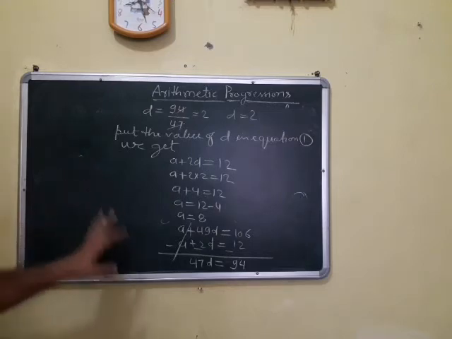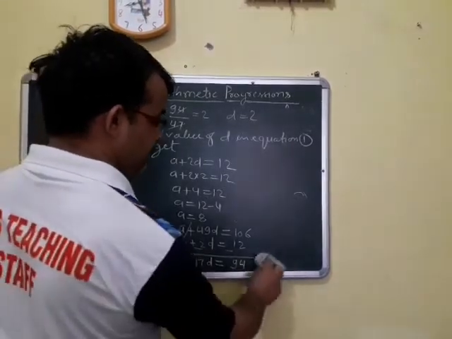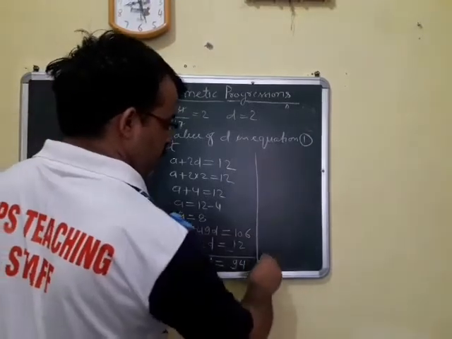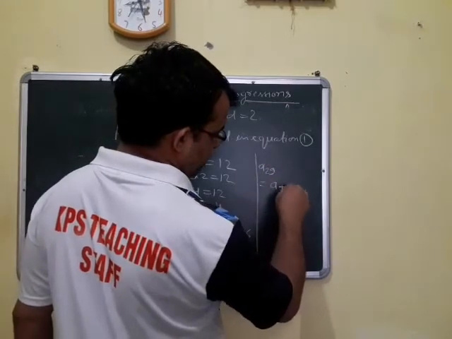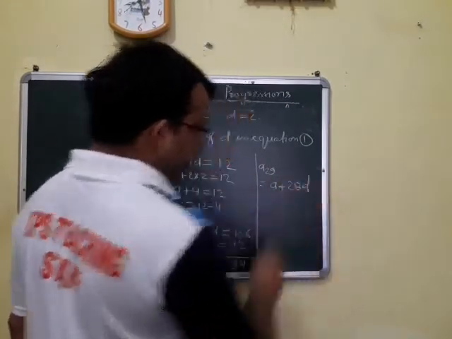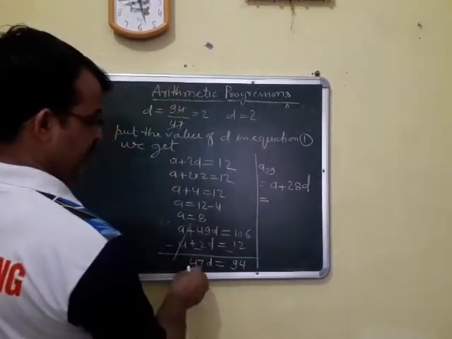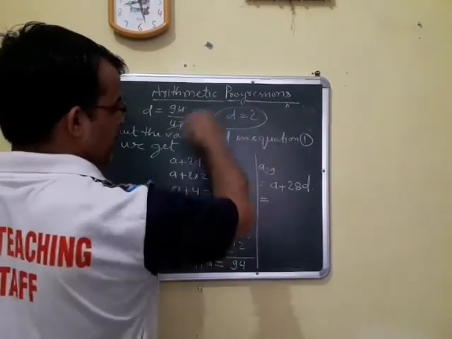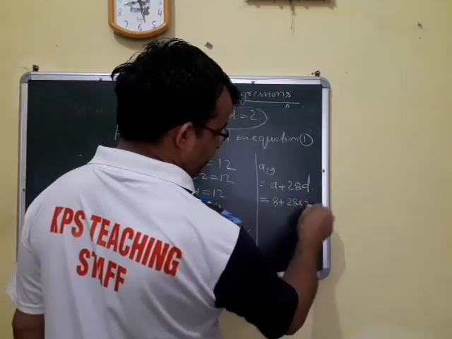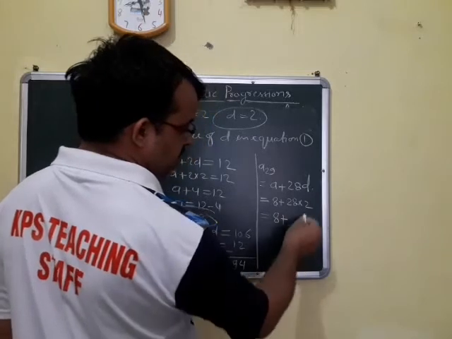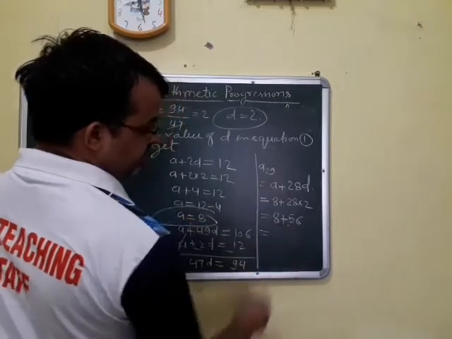We need the 29th term, A29. So this one is A plus 28D. Clear? All things are given here: A is equal to 8 and D is equal to 2. So 8 plus 28 into 2. 28 times 2 is 56, and this one is added: 56 plus 8.